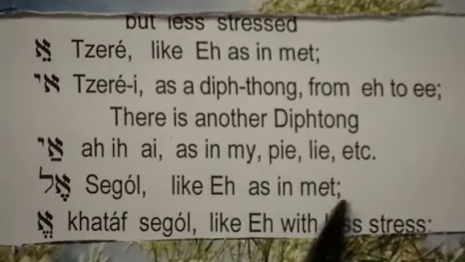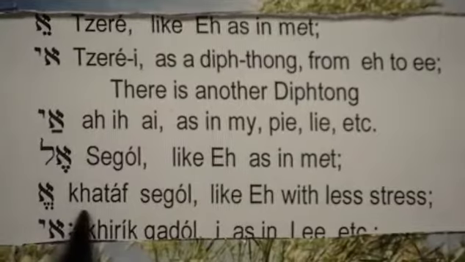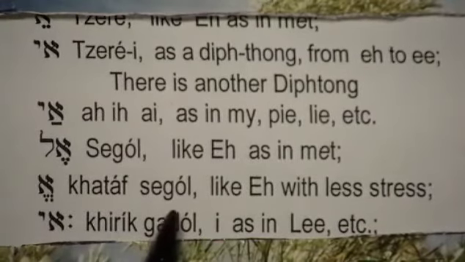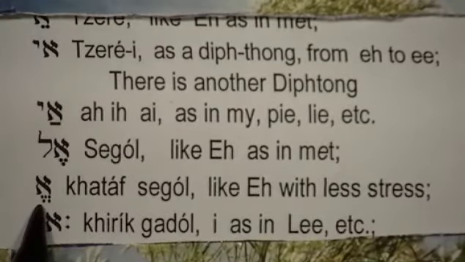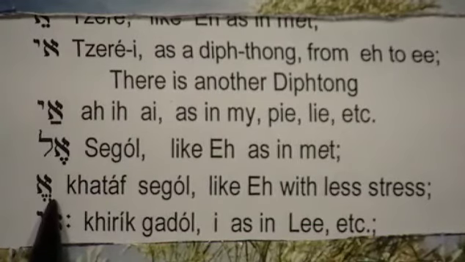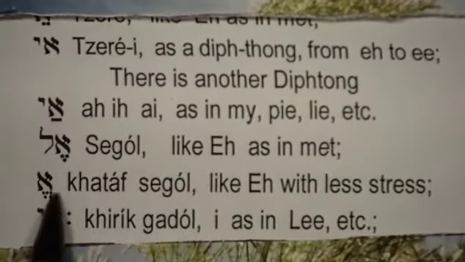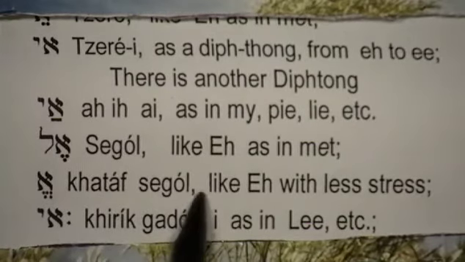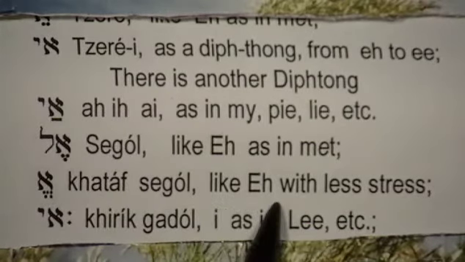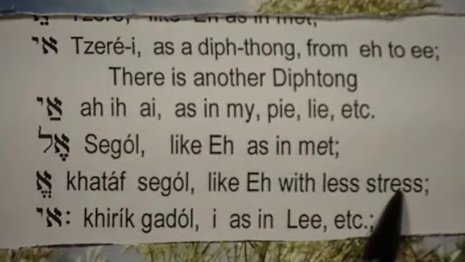The next one, for the sound of A, is this triangle of dots called segol, like A as in met. We have another, hataf segol. It's a triangle of dots and 2 dots over here. It sounds like A, but we have less stress.